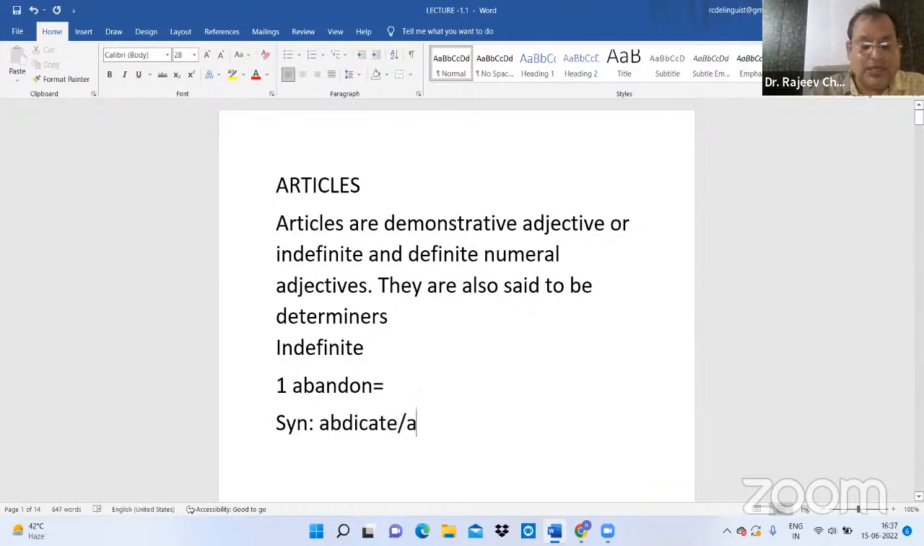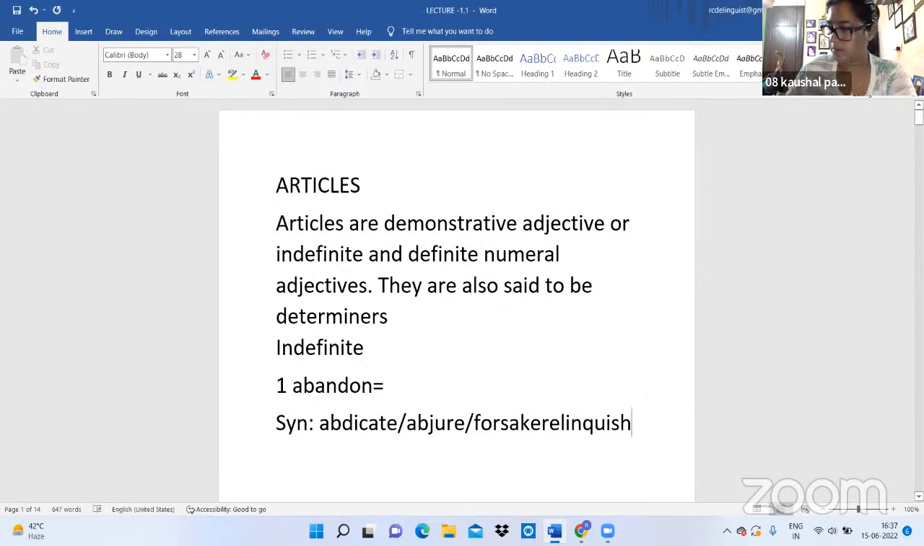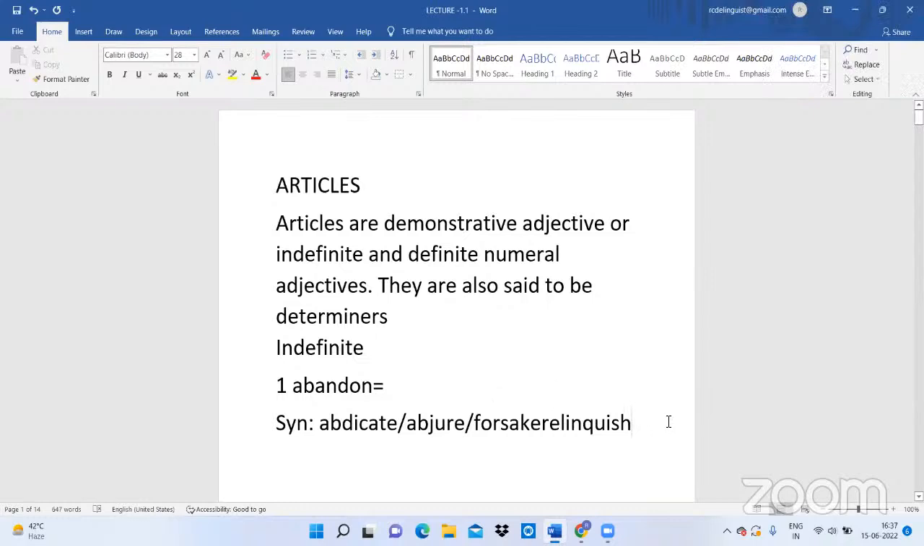Abdicate, abjure. You can write forsake also. I think these three words are more than sufficient. Should I give one more? Relinquish. Abdicate. But they have different meanings.